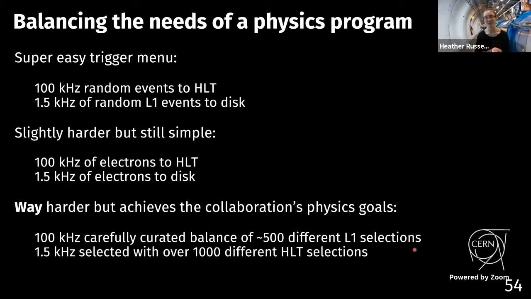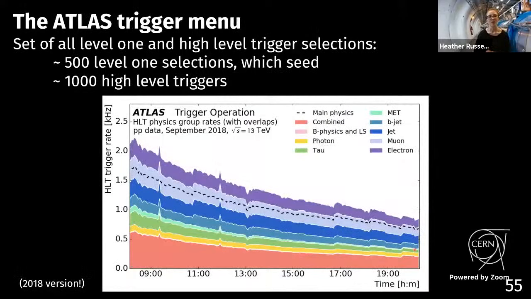So what we do is something that's way harder, but achieves the full collaboration's physics goals. And that's 100 kilohertz at level one of a carefully curated balance of around 500 different level one selections. You do 500 different things with that level one system, different types of events. And then when we pass those to the high level trigger, we use around, just ballpark, 1,000 different selections from the high level trigger to save 1,000 different types of events to disk for later study. Now, the menu is the set of all level one and high level trigger selections. We do end up with a very complex selection, though many of the triggers are slight modifications or supports for others.